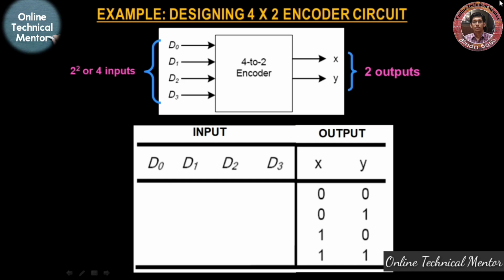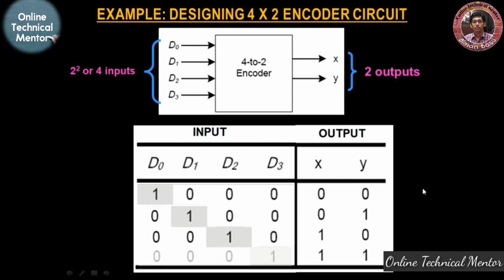You can write in any orientation. As I have already said, for an encoder circuit, any one of the inputs will be logic 1 at a time. So when D0 is 1, the rest of the inputs will remain in the 0 state. And for that combination of inputs, we will get x and y as 0, 0. For the next combination, when D1 is 1 and the rest of the inputs D0, D2 and D3 are 0, we will get 0 and 1 for x and y respectively. Next, when D2 is 1 and the other inputs are 0, then the encoder circuit will produce 1, 0. And for the last combination, when D3 is 1 and the others are 0, then xy will be 1, 1. So this is my truth table.